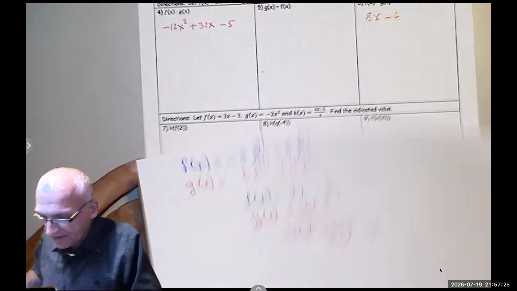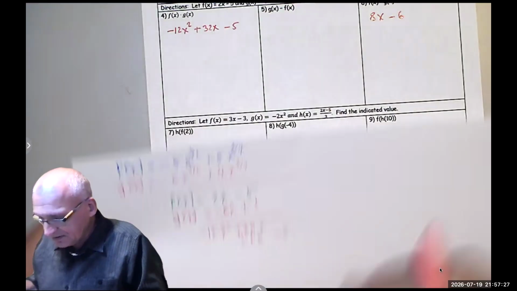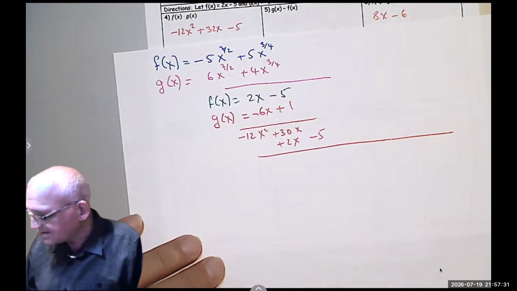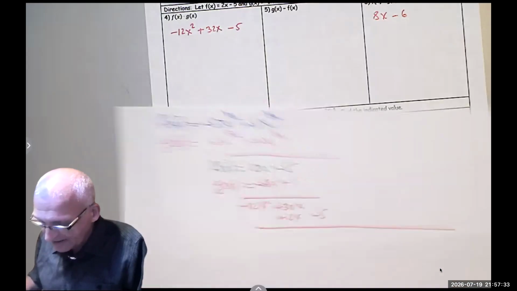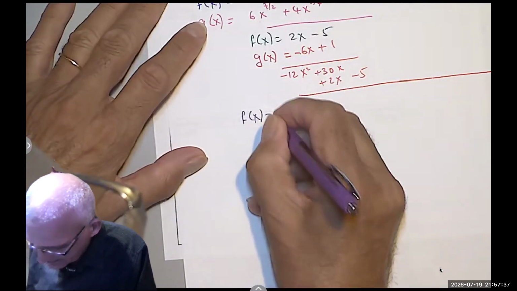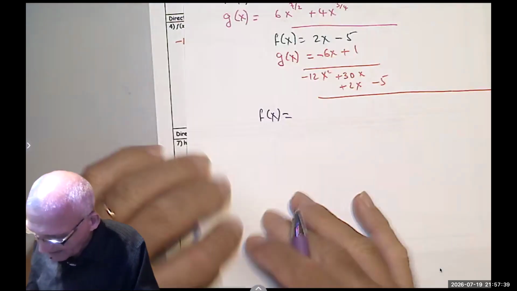Then we come to the next part, which talks about composite functions. Let's write down the two functions. F of x equals 3x minus 3.